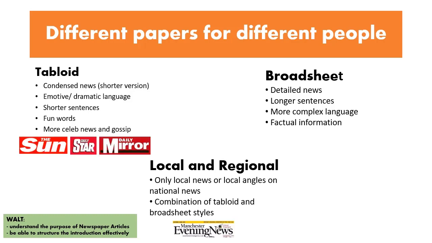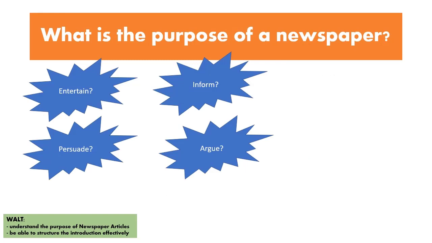So the Sun, the Daily Star, the Daily Mirror, they are all tabloid. And then we've got the Daily Telegraph, the Times, the Guardian, which are part of the broadsheet newspapers. So you can see that there's quite a clear difference in the way the news is presented, and that then links to the audience.